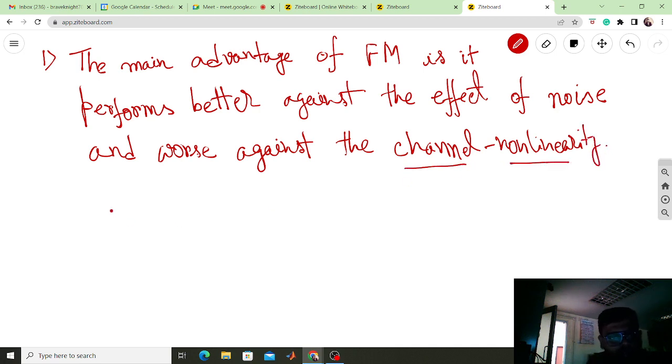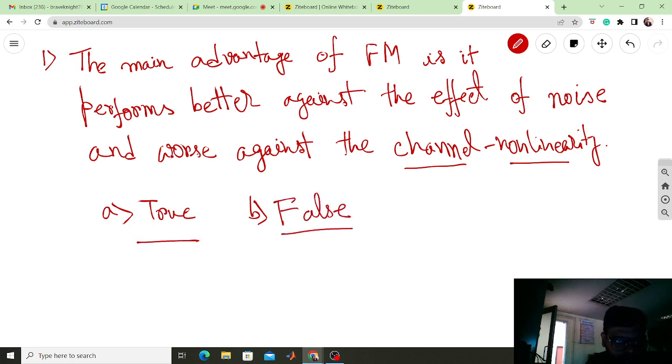So the question, you have to comment whether it is true or false. I'm just repeating the question once. The main advantage of the FM system is it performs better against the effect of noise, but it performs worse against the channel nonlinearity. So better against noise but worse against channel nonlinearity. You have to comment whether it is true or false.